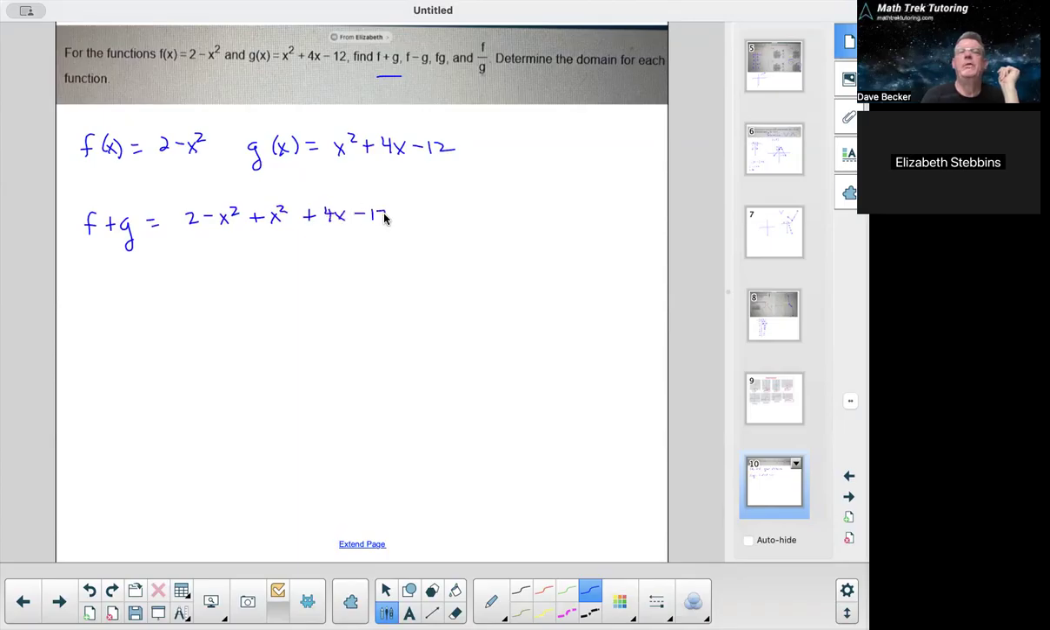So we combine like terms, right? With the minus, you just have to be careful because you have to make sure that you're subtracting the entire part of G. So I like to put parentheses around there.